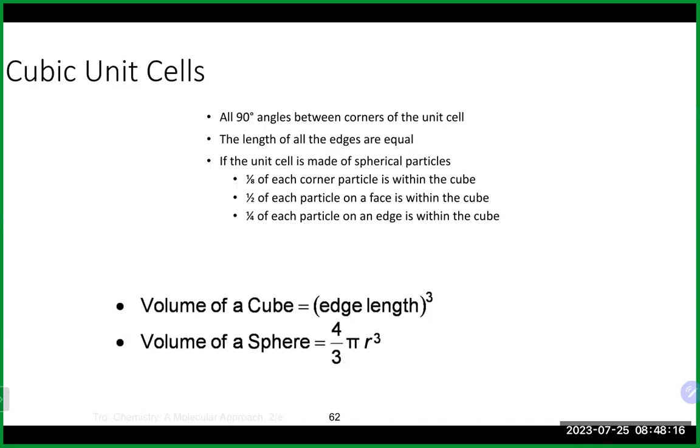So as I mentioned, we're going to look at really just cubic unit cells where we have 90 degrees in all corners. If you take the length cubed, that will give you the volume. We're not going to deal too much with the sphere, but the volume of the sphere is 4/3 pi r cubed.